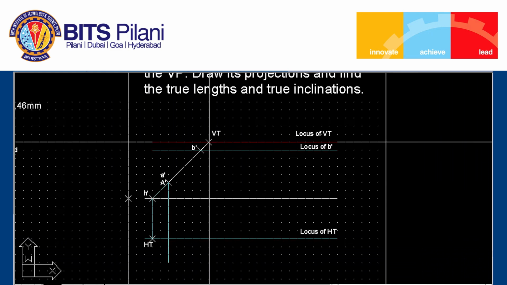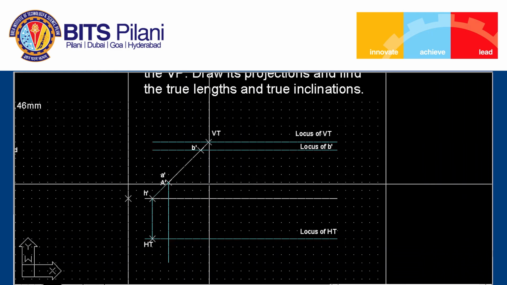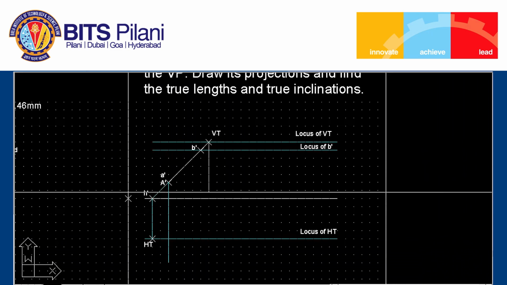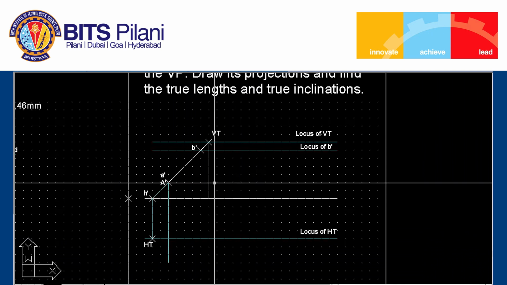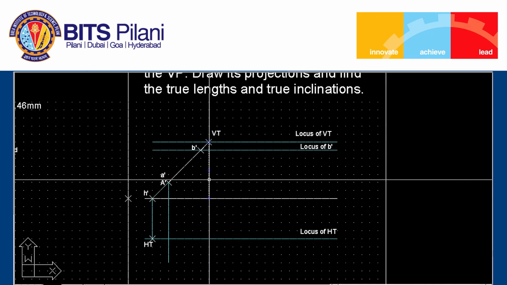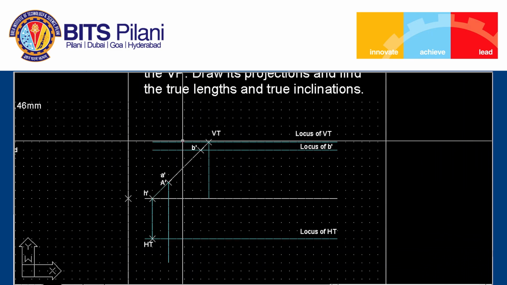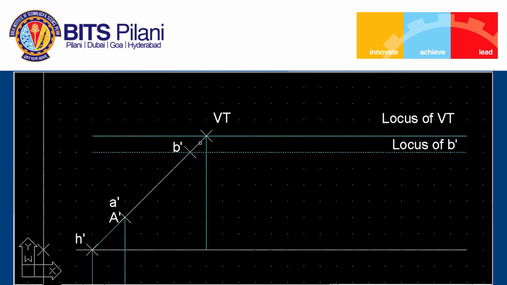And we can draw the projector line from VT till the XY line, that is point small v, because small v is the top view of VT and it will always be on the XY line. We do better finishing here also by trimming this line.